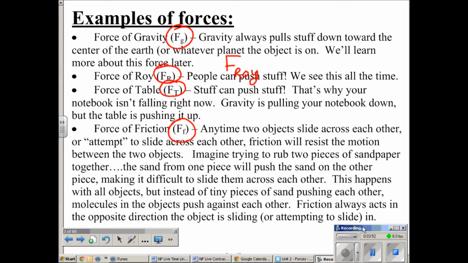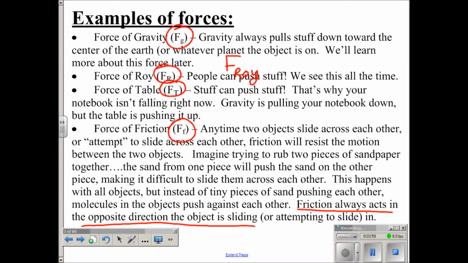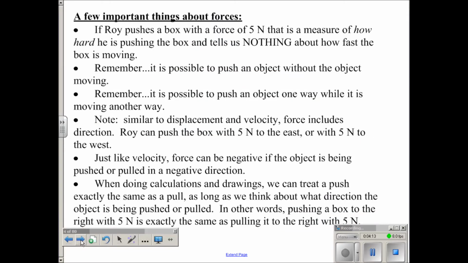Maybe the most important thing you need to know right now is friction always acts in the opposite direction the object is sliding in, or if you're trying to move something but failing to because of friction, friction works in the direction opposite the direction you're attempting to slide it in. Okay? So anyway, there are some different examples of forces. So probably the best thing to do now would be, oh, I'm sorry, I skipped ahead. A few important things you need to know about forces.